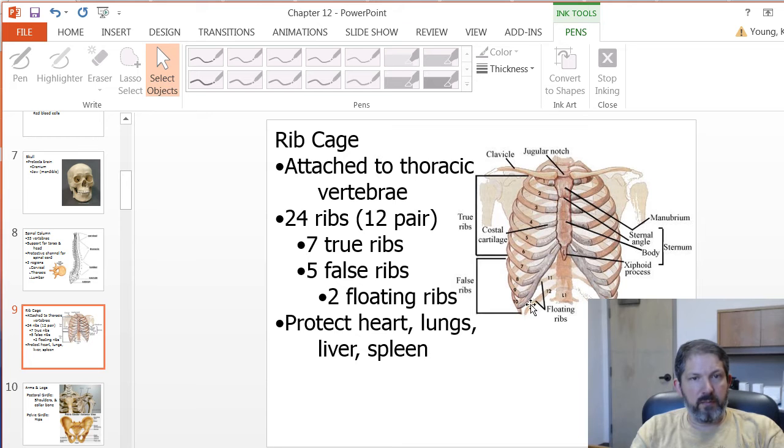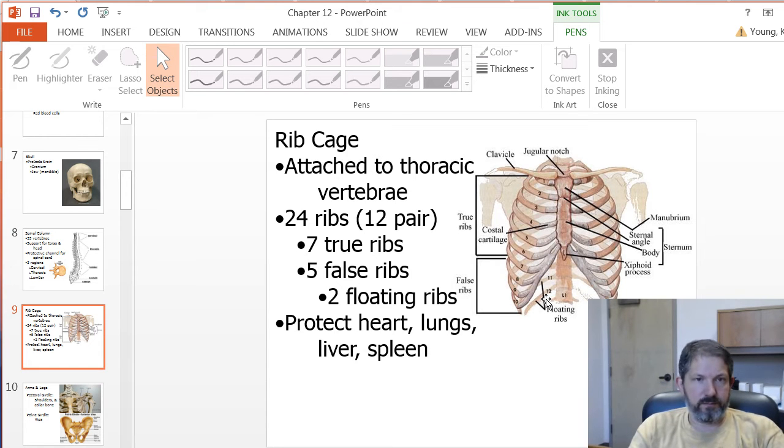5 false ribs, meaning that they're still ribs. I don't know why they call them false ribs, but ribs 8, 9, and 10 don't have their own cartilage connection to the sternum. See how they join up with the cartilage from rib number 7. So for some reason, 8, 9, and 10 are considered false, and 11 and 12 are also considered false. I don't like that term.